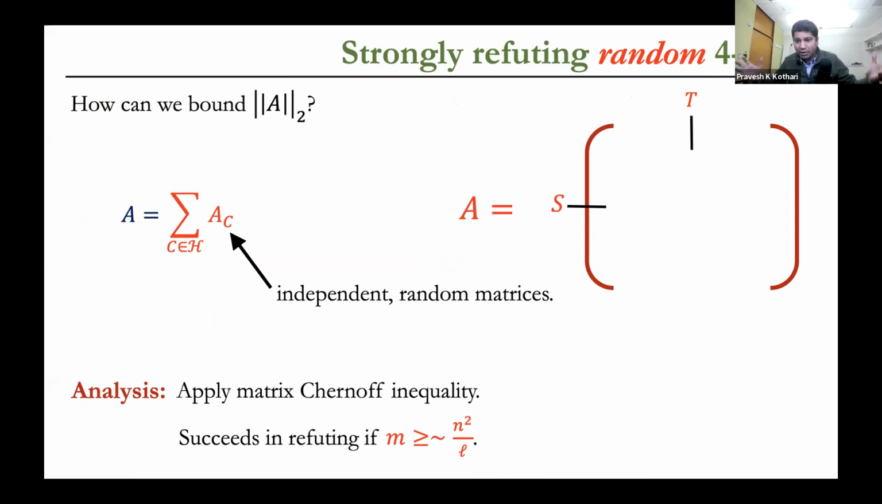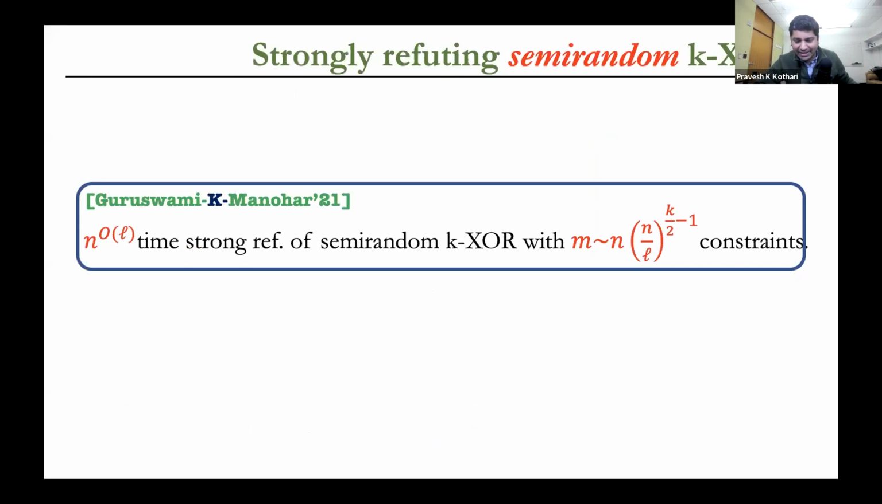So A was a sum of matrices. And actually when C are random and the right-hand sides are random, it's a sum of independent random matrices. So I can apply off-the-shelf matrix concentration inequalities that work for sums of random matrices. And if you just plug in the right inequalities, you get the right trade-off for refutation that you wanted. That's it. Okay. So that's great.